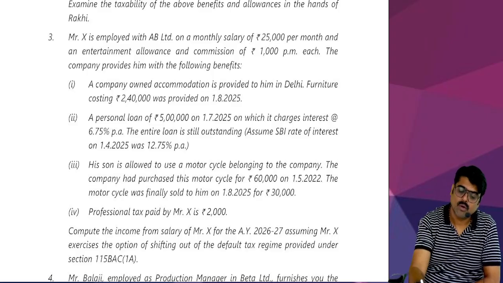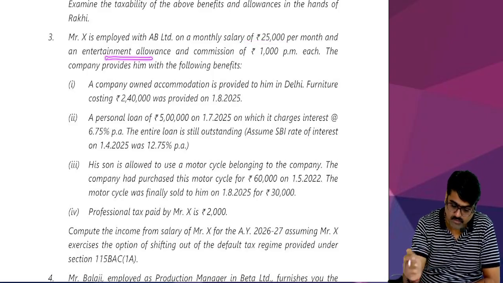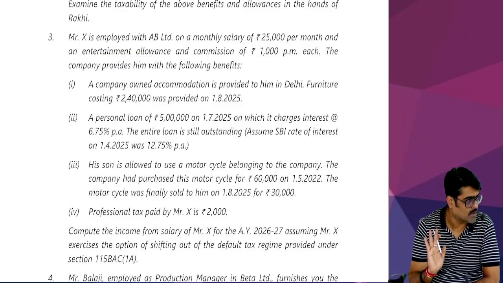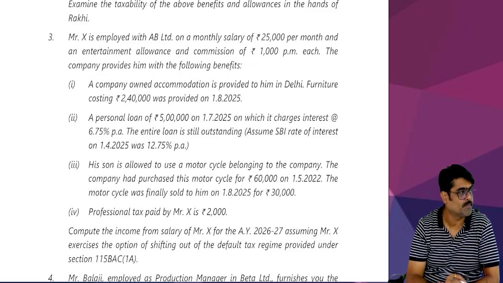Okay. So basic salary will also be taxable. Entertainment allowance will also be taxable. Commission will also be taxable. Yes or no? The company provides him following benefits. First one, company owned accommodation is provided to him in Delhi, which has a population of more than 40 lakhs.